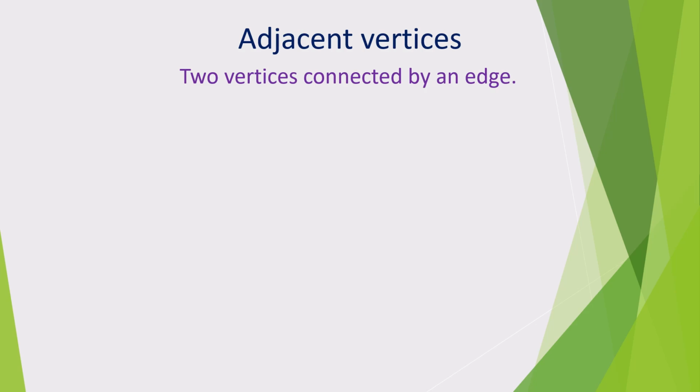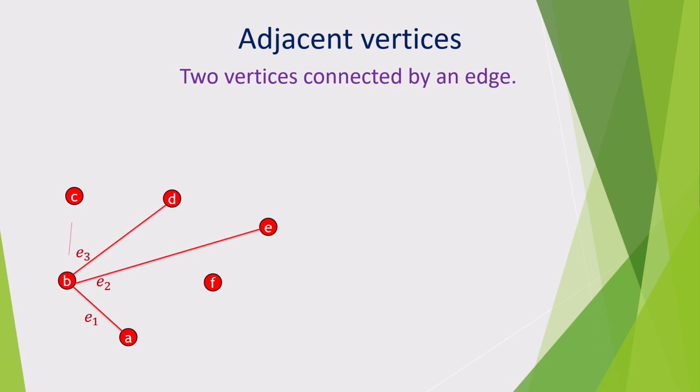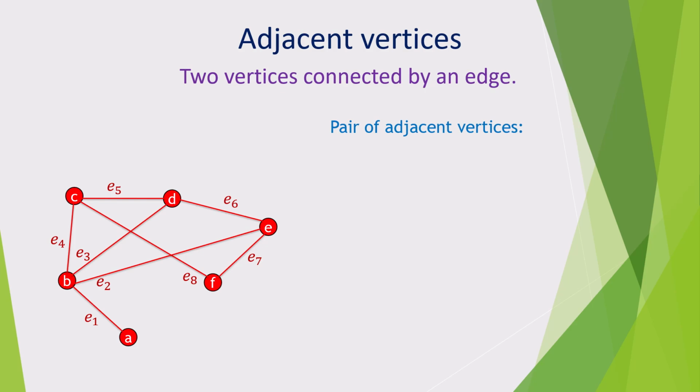Adjacent vertices. Two vertices are said to be adjacent if there is an edge between them. So this is our graph. We will see pairs of adjacent vertices and pairs of non-adjacent vertices. There is an edge between vertices A and B, so A and B are adjacent vertices.